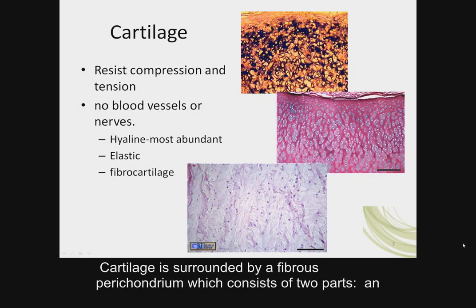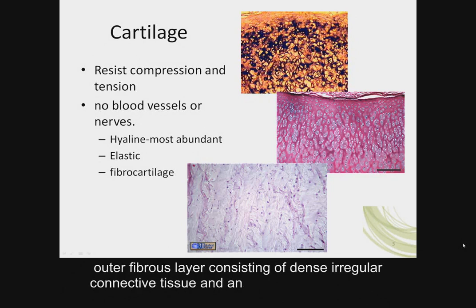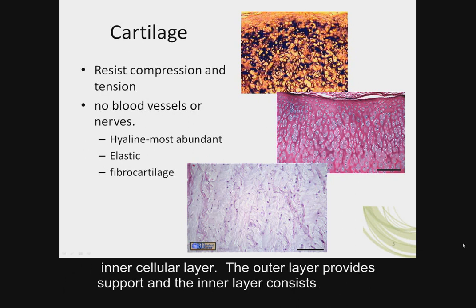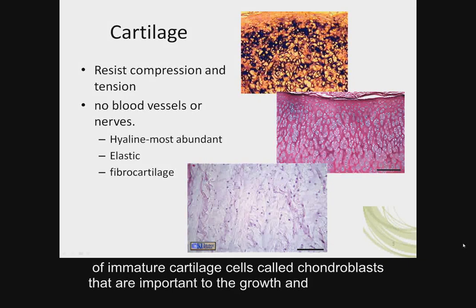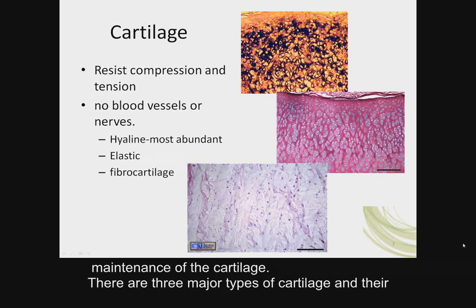Cartilage is surrounded by a fibrous perichondrium which consists of two parts: an outer fibrous layer consisting of dense irregular connective tissue and an inner cellular layer. The outer layer provides support, and the inner layer consists of immature cartilage cells called chondroblasts that are important to the growth and maintenance of the cartilage.